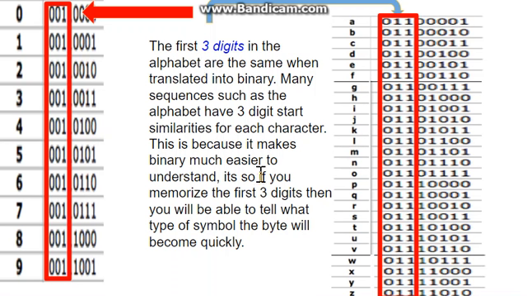It's so that if you memorize the first 3 digits, then you'll be able to tell quickly what type of symbol the byte will be. Now, here are 2 examples. In the number sequence 0 through 9, the first 3 digits are 0, 0, 1, and that's through all of the numbers. So once you see that 0, 0, 1, then you can immediately know that this is going to be a number.